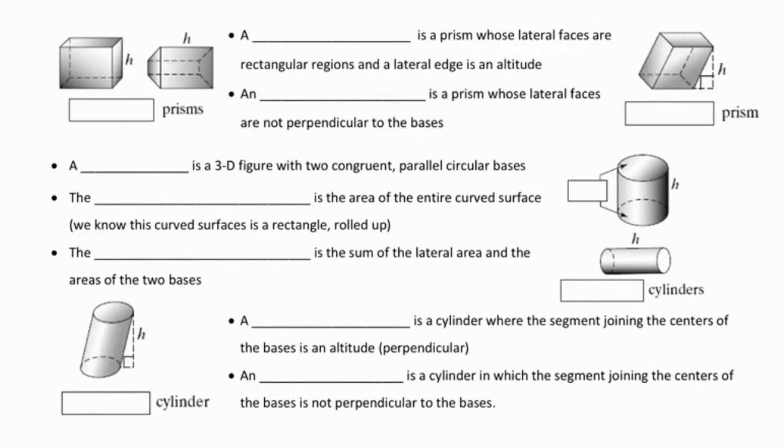Now we're going to talk about different types of prisms and also some definitions about cylinders. So on this definition right here, a blank is a prism whose lateral faces are rectangular regions and the lateral edge is the altitude. So this is going to be known as a right prism. So basically, if the edges are going to be the altitude, that would be known as a right prism. So over here, these are examples of right prisms, because if you look, this guy right here is going to make a 90-degree angle, and that's going to make it into the height. So that's what makes it a right prism.